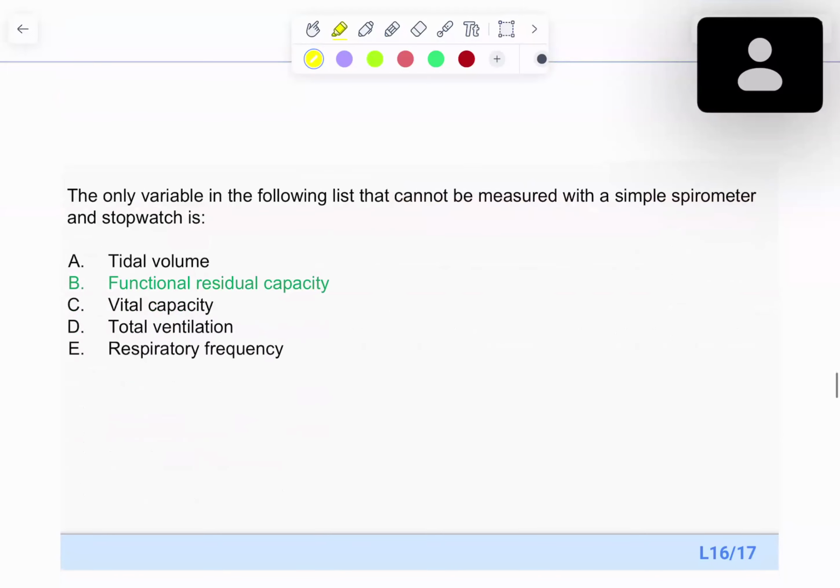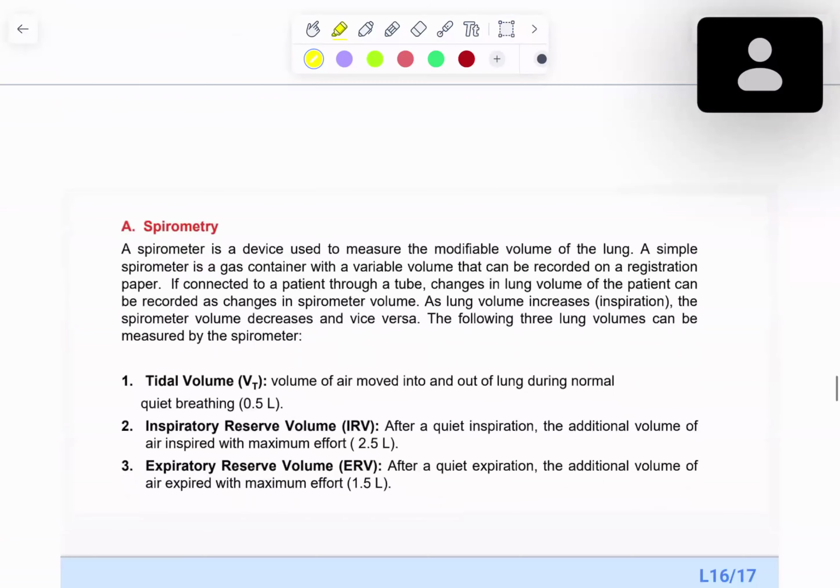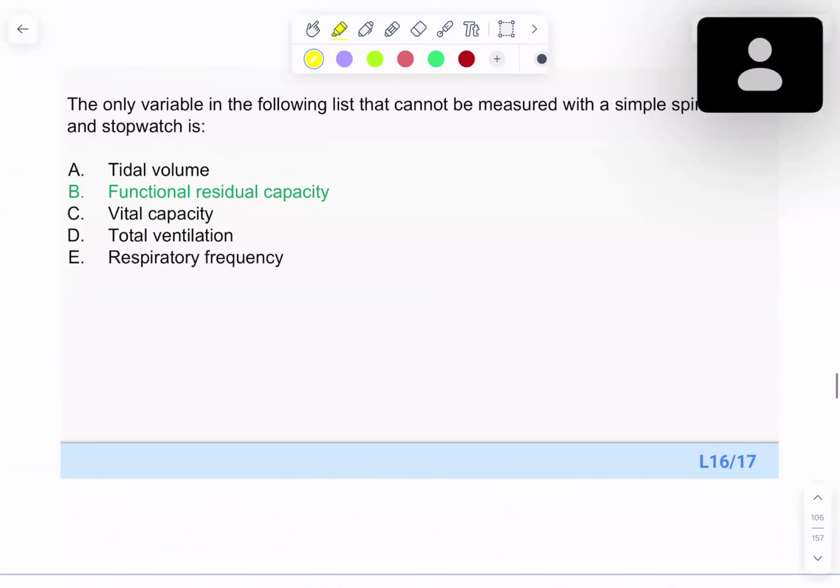So with a spirometer, I can tell the tidal volume, I can tell the inspiratory reserve and the expiratory reserve. Tamam? So that is included in total ventilation and vital capacity. So all of these are out. Finally, we have respiratory frequency, and I just told you you have a stopwatch, so you can tell how frequently the patient is taking breaths, basically. And so the only thing that you cannot measure is the functional residual capacity, which is the volume left in the lung after the patient takes their breaths, right?